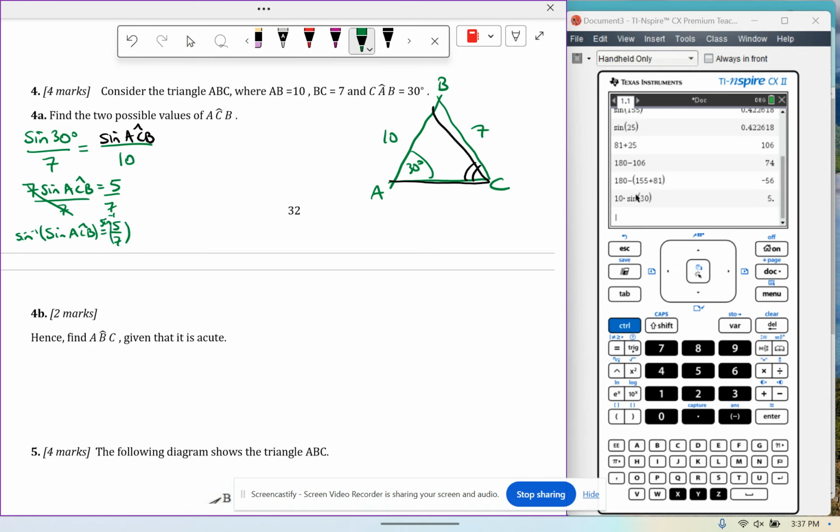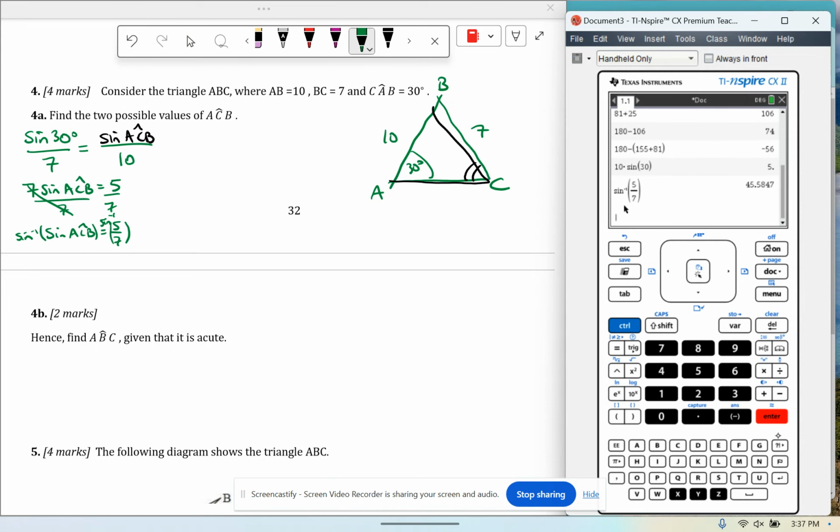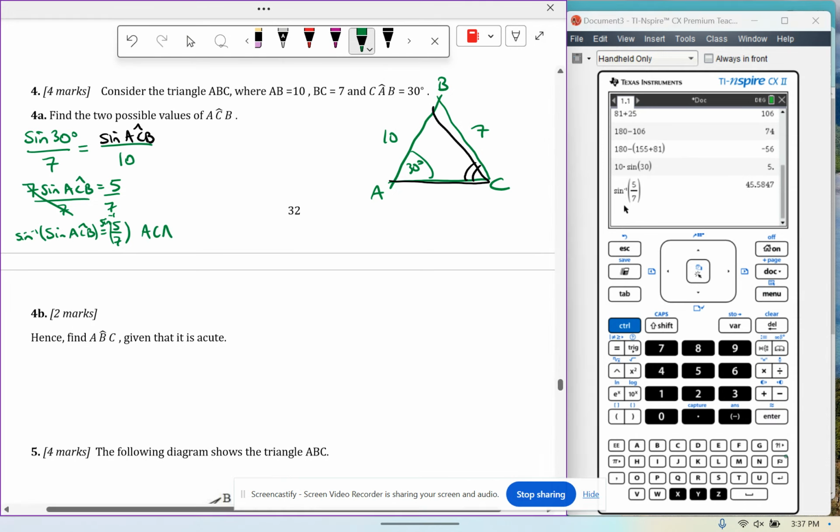And let's see, it looks like we're in degrees. So I'm in degrees here, perfect. Okay, so I'm going to do the inverse sine of 5 over 7. And I have 45 degrees. So 45 degrees, think of that as like your reference angle, right? So ACB could be 45.5847 degrees in the first quadrant.